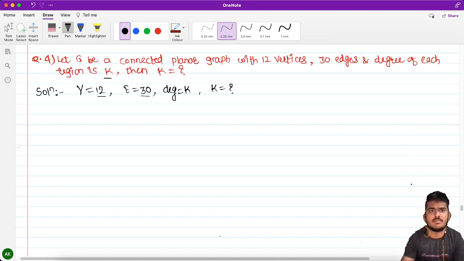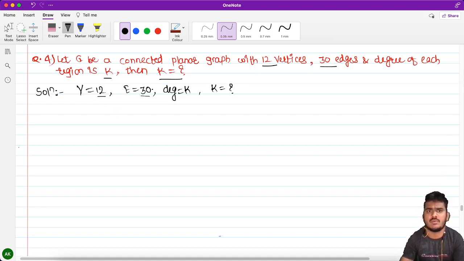So example says that let G be a connected planar graph. यहाँ पे connected लिखा है. अगर simple connected होता तो formula दूसरा हमें use करना पड़ता. So the graph is a connected planar graph with 12 vertices and 30 edges, and the degree of each region is k, then what is the value of k? तो इसके लिए हमें पहले तो number of regions find out करने पड़ेंगे.